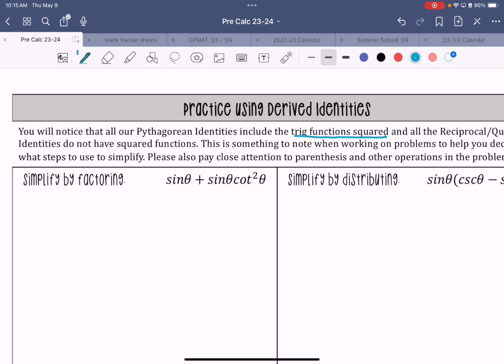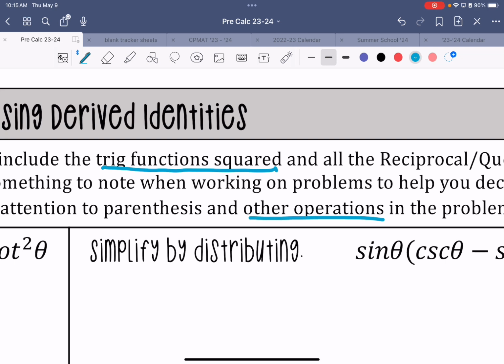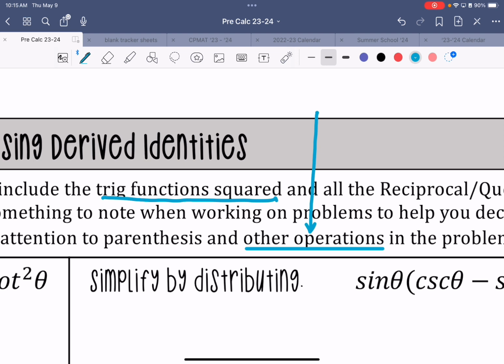Please also pay close attention to parentheses and other operations in the problem. I want you to underline the words other operations. And put an arrow. To be able to use a Pythagorean identity, it has to have a plus or a minus sign. It cannot be used if everything is being multiplied. So what we've seen so far in our previous practices, when using reciprocal and quotient, it's always been completely multiplied, right? Remember, we didn't see plus or minus, we just stuck in dots. For these, you have to have a plus or a minus to be able to do anything with a Pythagorean identity.